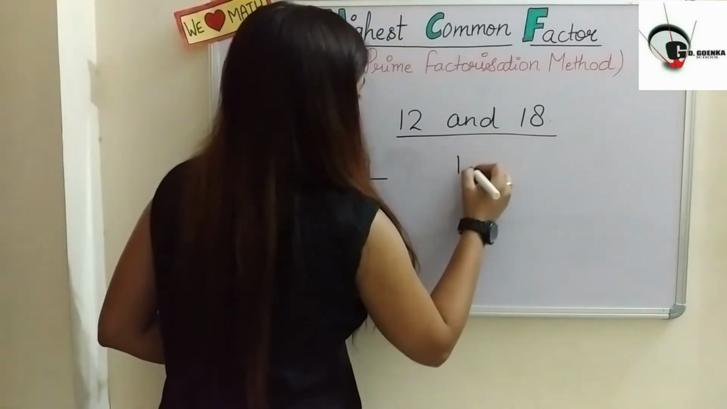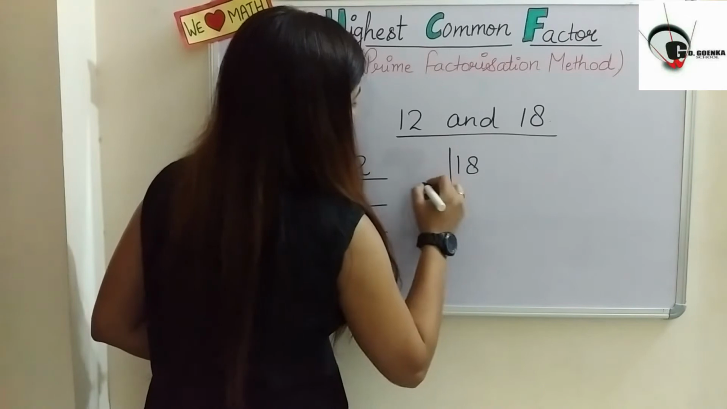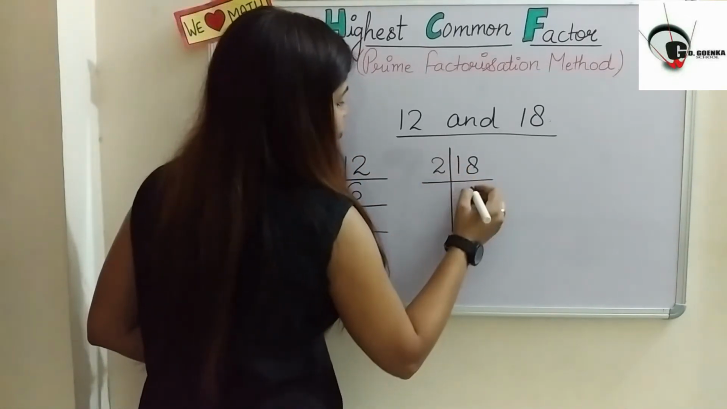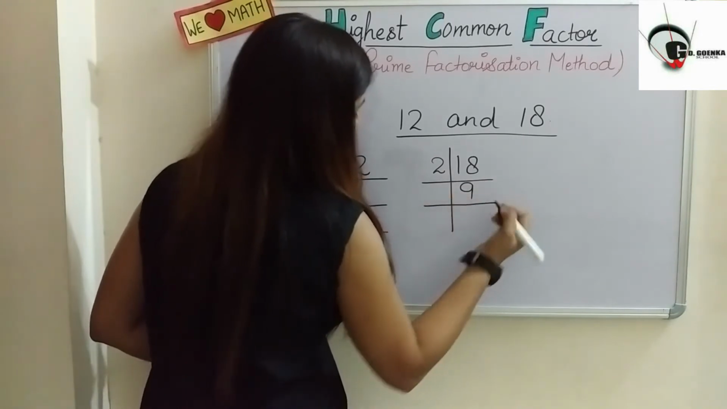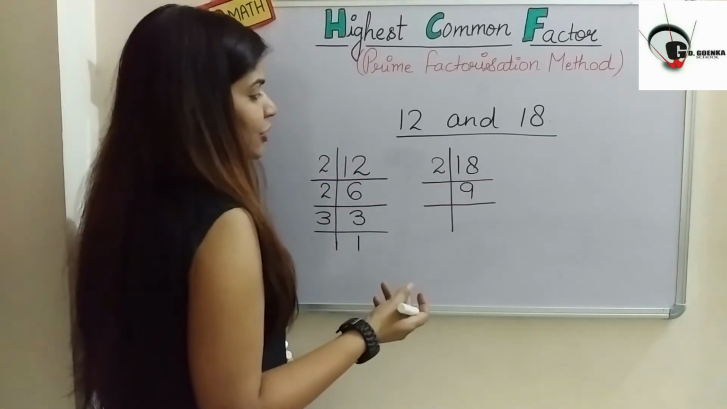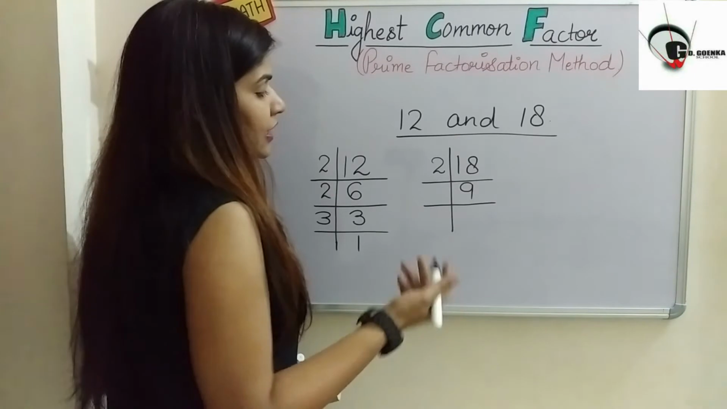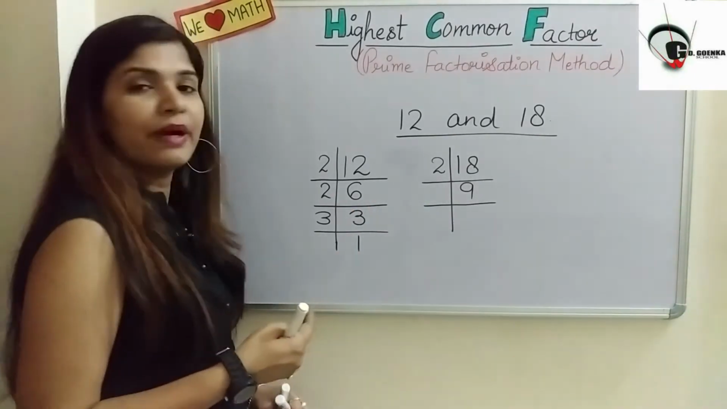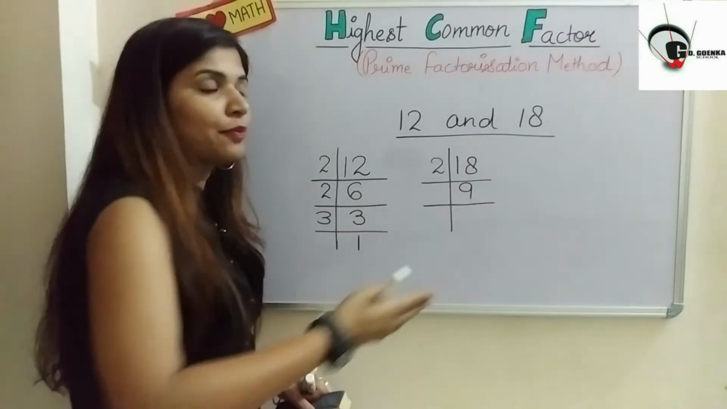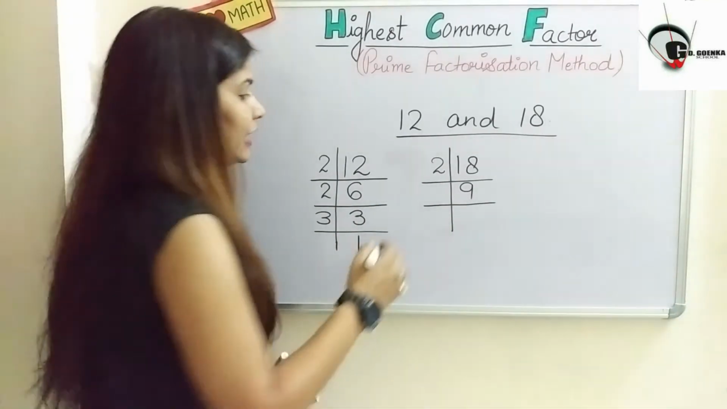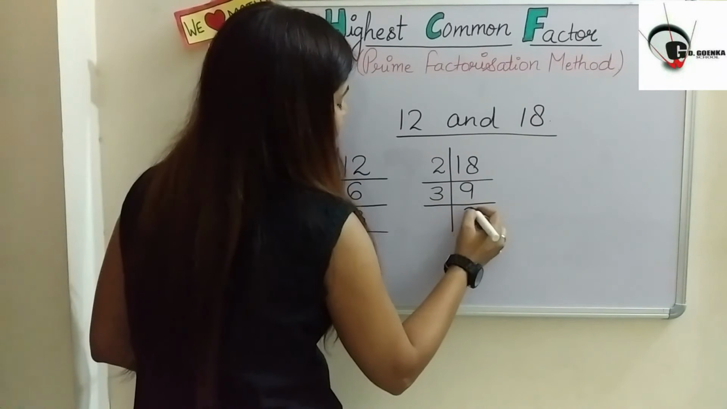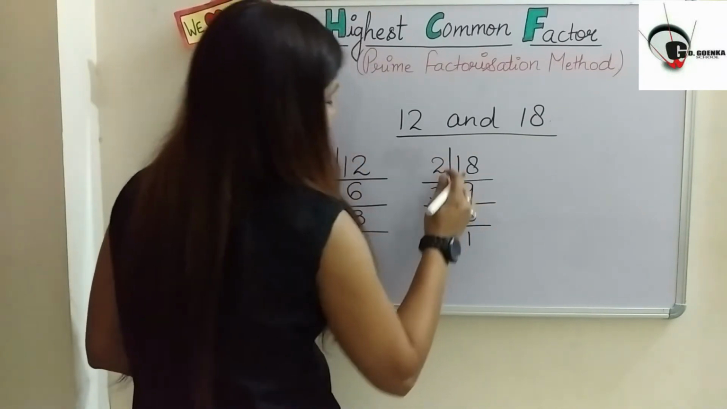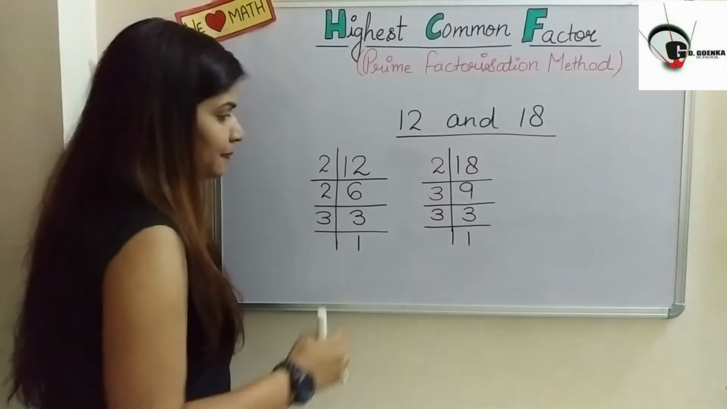Let us come towards 18. First of all we'll check with the smallest prime number, that is 2. 2 nines are 18. Then again I'll check with 2, but as 9 is an odd number, it won't be divisible by 2. So we have to check the next prime number. The next prime number is 3. So 3 threes are 9 and 3 ones are 3. So these are the prime factors of 18.